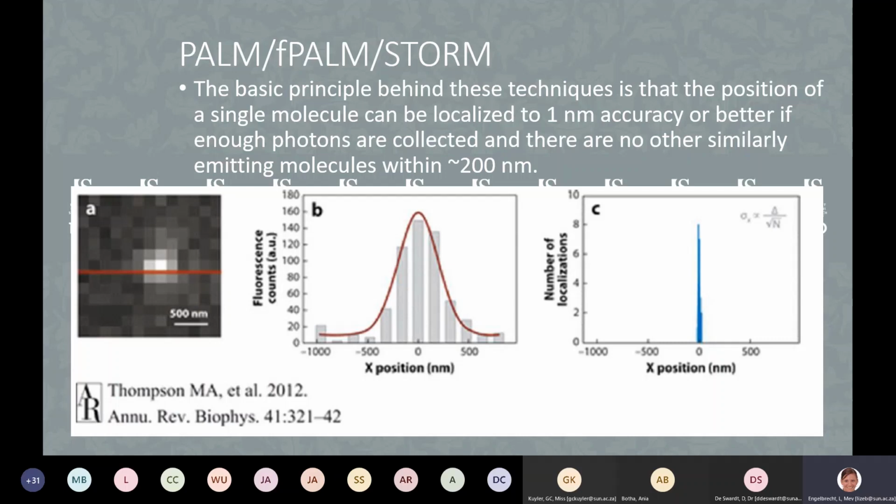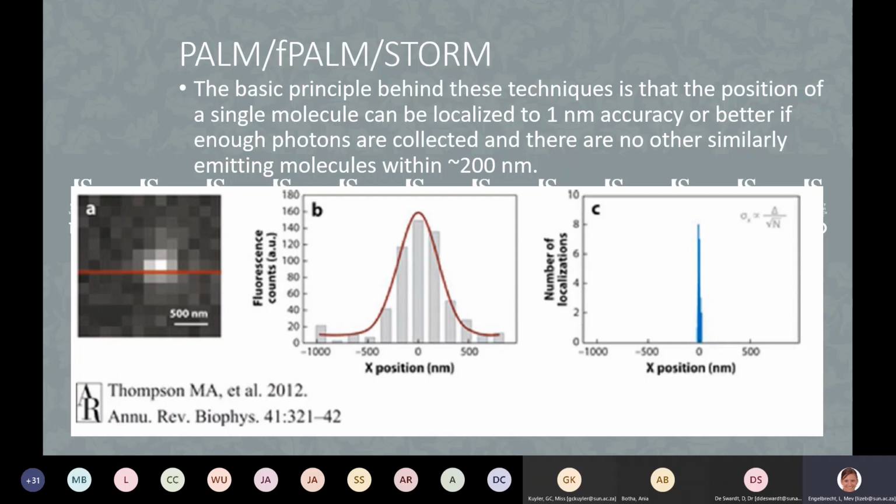It is not completely accurate to the 0 point. We can basically determine it to either 10 nanometers or 30 nanometers accuracy, depending on how well we can represent it in the pixels. The basic principle behind the technique is that the position of a single molecule can be localized close to 1 nanometer or better if enough of the photons are collected and there are no other similarly emitting molecules closer than 200 nanometers.